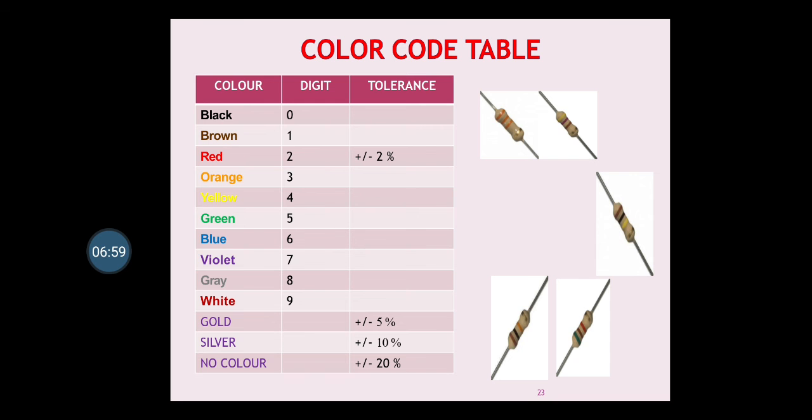So you can see the tolerance value: red is plus or minus 2%, gold is plus or minus 5%, silver is plus or minus 10%, and if there is no color, it is plus or minus 20%. So that means the value of the resistor will vary 20% plus or 20% minus of the value which you have calculated.